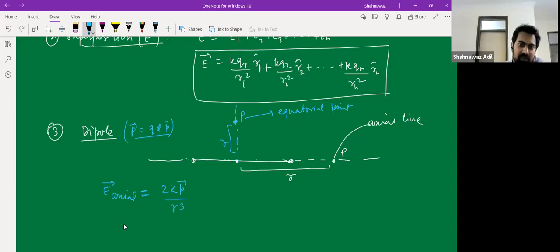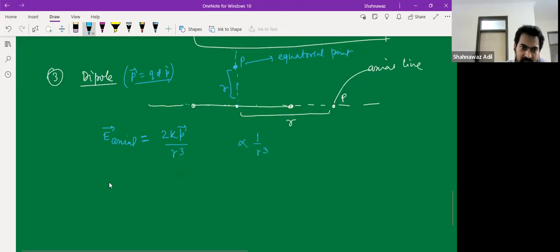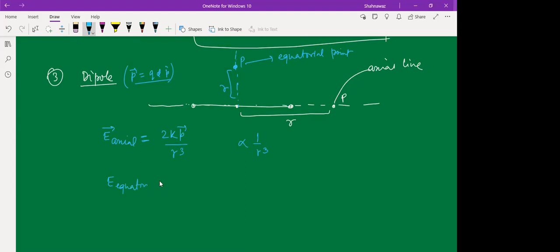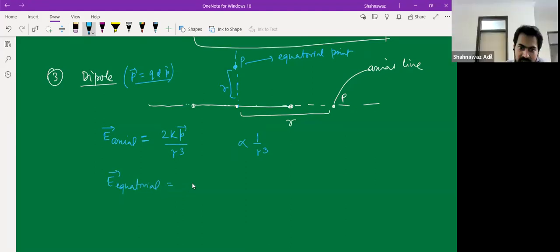So this axial field varies as 1 over r cube. Correct, Tariq. And then you have the equatorial field, kp by r cube, with a minus sign: minus kp by r cube. This also varies with 1 over r cube. So this is about the electric field of the dipole.